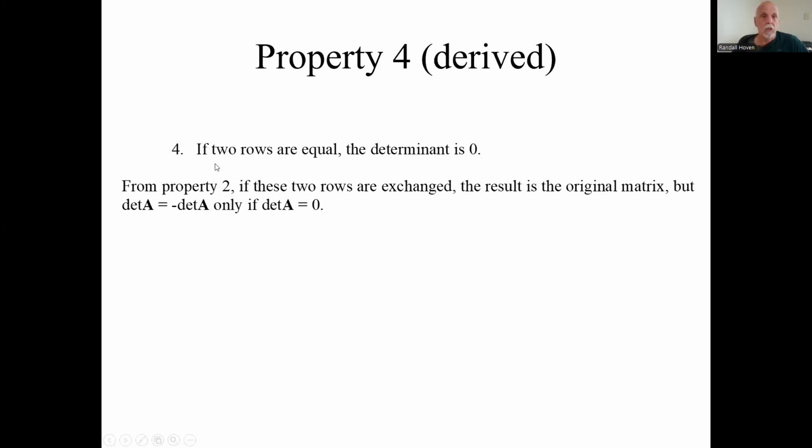We'll get into that. If two rows are equal, the determinant is 0. Why is that true? Well, if I flip those two rows, just did a row change, it's still going to be the same matrix because they're the same row. But I change the sign when I do a row change. So the determinant of A is minus the determinant of A. The only way that can happen is if the determinant of A is 0.